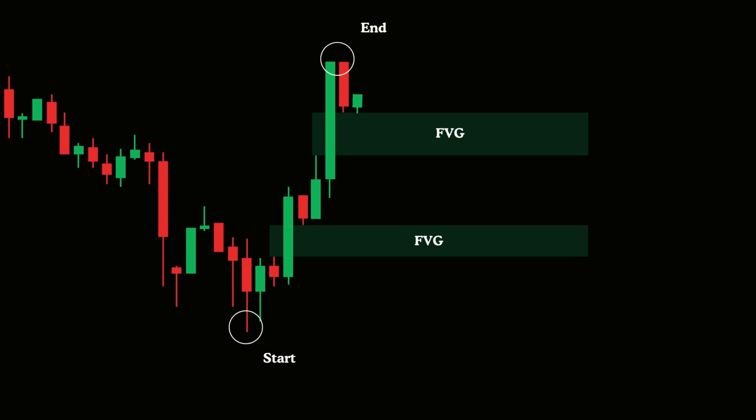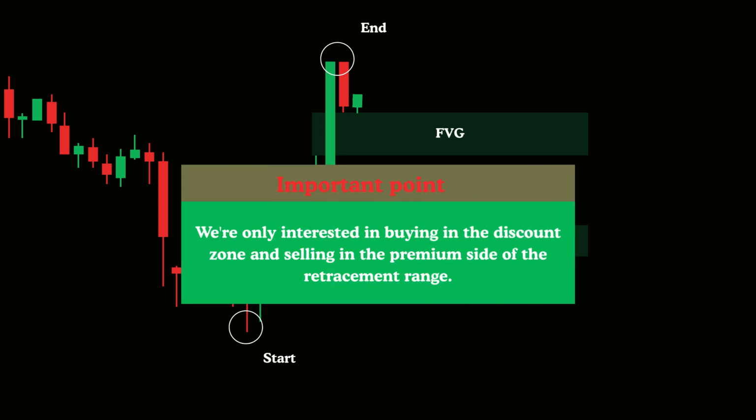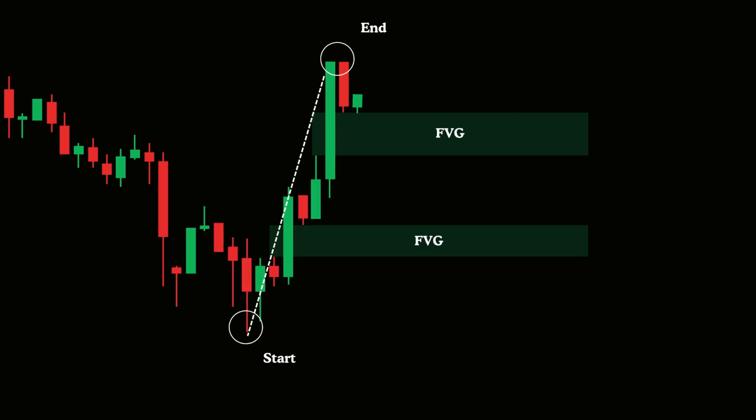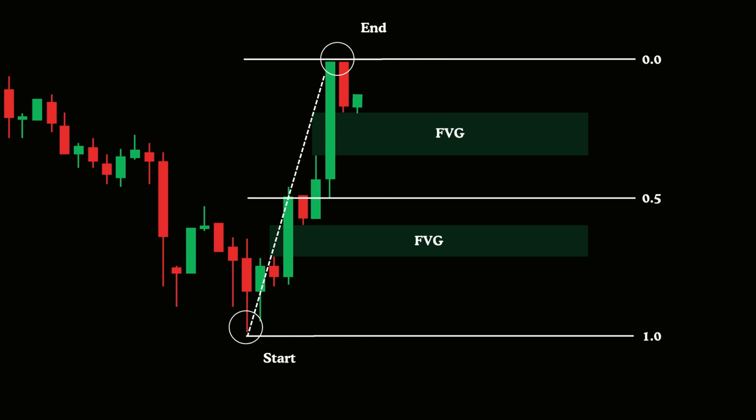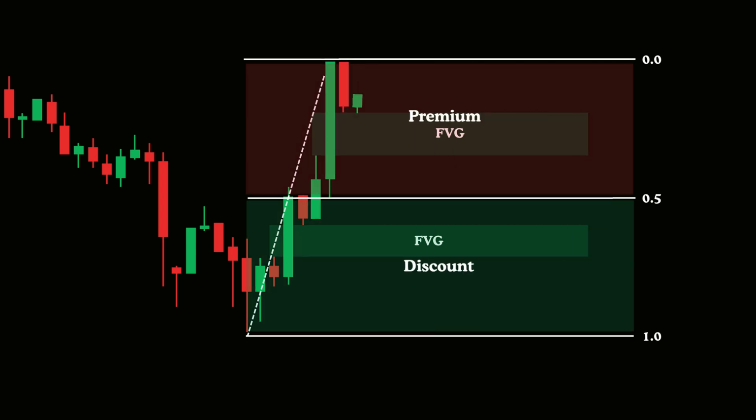Now, here's a crucial detail. We are only focused on buying within the discount area and selling within the premium zone of the retracement range. To define this, we apply the Fibonacci retracement tool from the move's origin to its high. The space above the 50% mark is considered premium, and the area below it is labeled the discount zone.